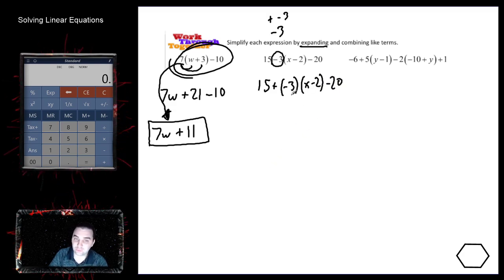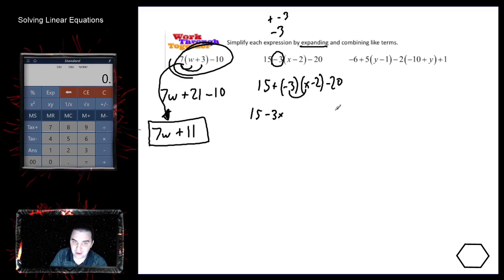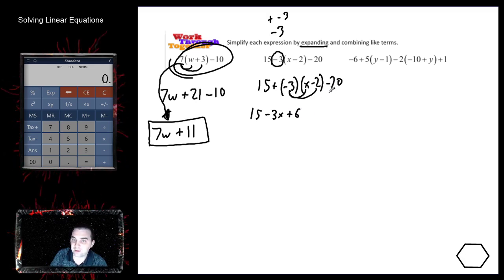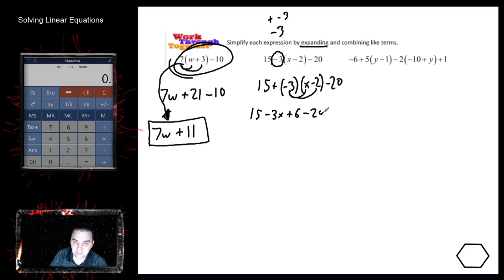Now when I'm going to distribute that, I'm going to use that negative up. I'm going to run this through, so I have 15 still, and then I have minus 3 times x, so that's minus 3x. Then I have minus 3 times minus 2 is positive 6, two negatives. Then I still have my minus 20.